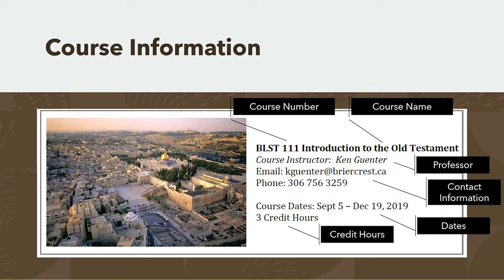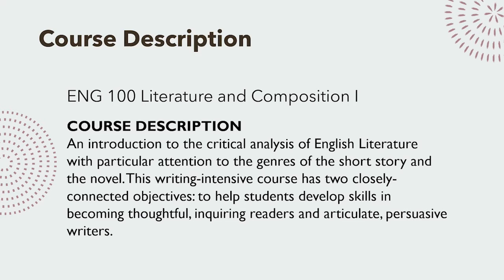These 3 hours don't include the number of hours you will spend outside of class. For each 3 credit class, you should plan to spend 4 to 7 hours outside of class on reading, research, and writing per week. The course description is copied from the Briarcrest academic calendar.